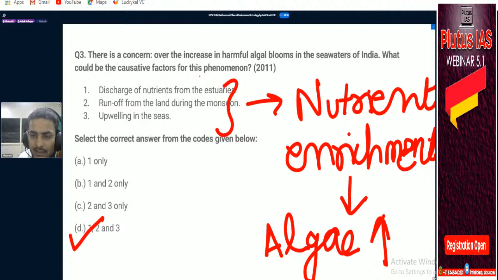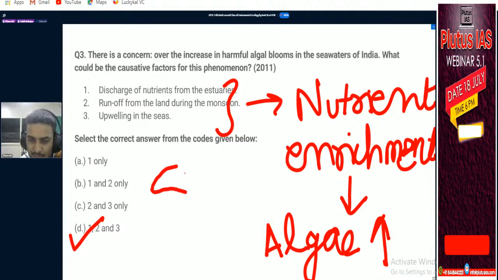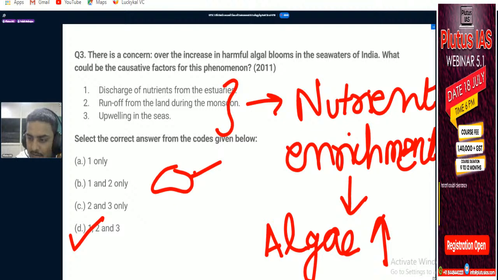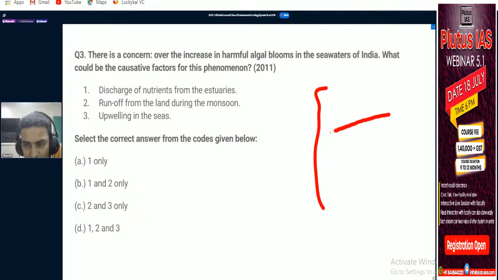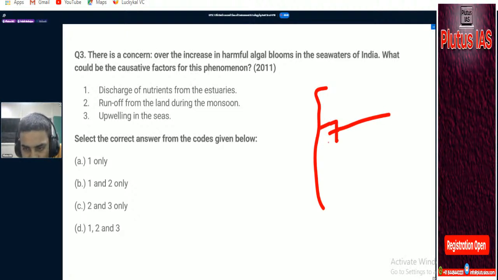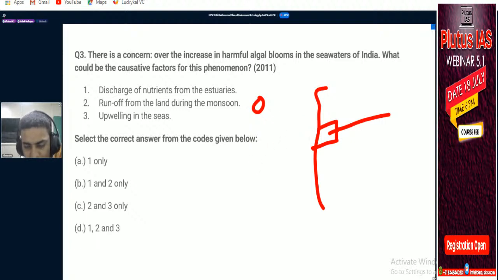I've told you about these estuaries. Suppose this is the river coming, and it is the mouth. Okay, let me clear this. Suppose this is a coastal land. A river is coming from here. So suppose this is the region of estuary, and it's the ocean or sea. Here the river forms.